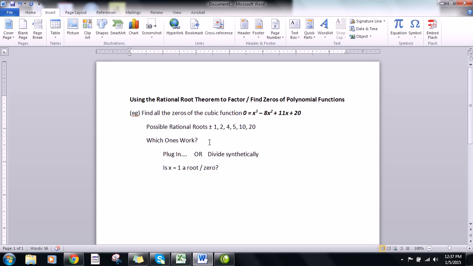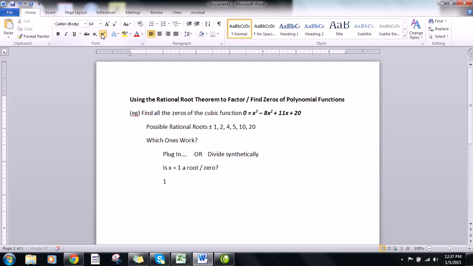I'll check to see if positive 1 works by plugging it in, right? What I'm going to do is plug 1 in every time I see an x. So the question is, when I plug 1 in for x, I get 1 cubed minus, I'm just plugging in a 1 every time I see an x, 8 times 1 squared plus 11 times 1 plus 20, right?